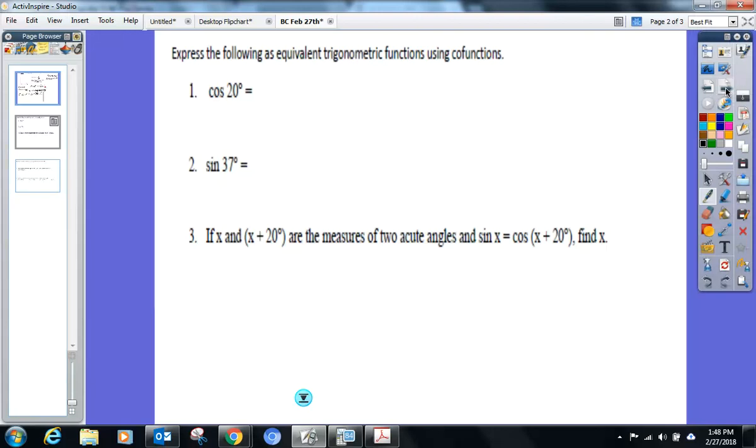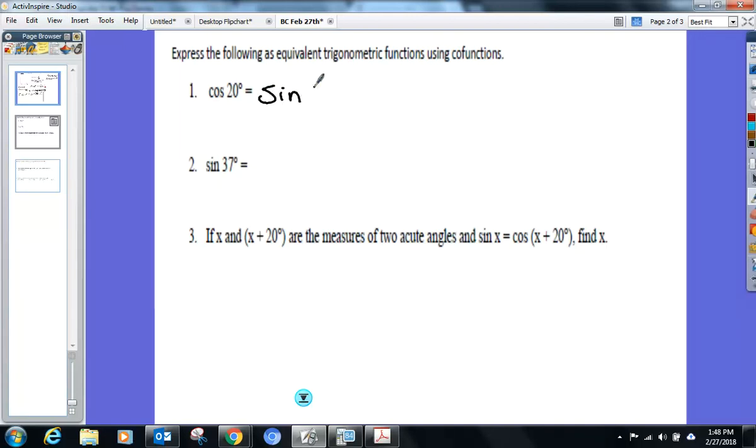Cosine of 20. What's its cofunction? Sine. And when are they equal? If the angles are complementary. All right. Sine of 37. Cosine of, what's the complement of 37? 53. Okay.